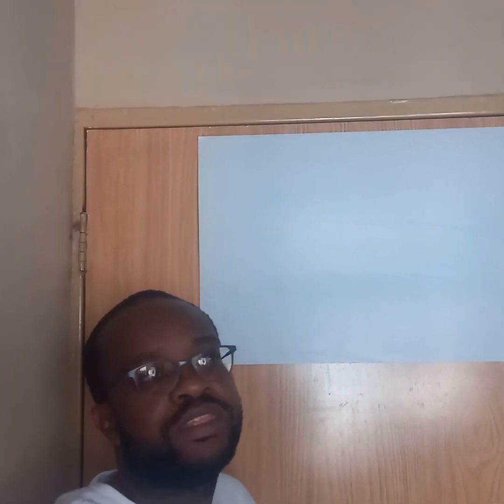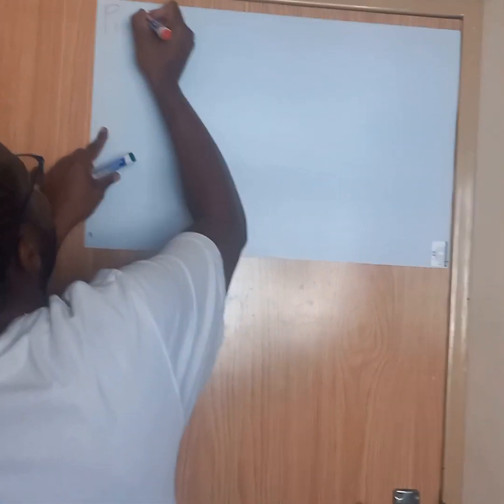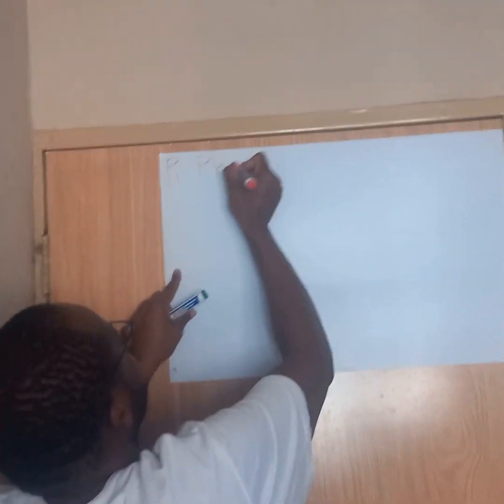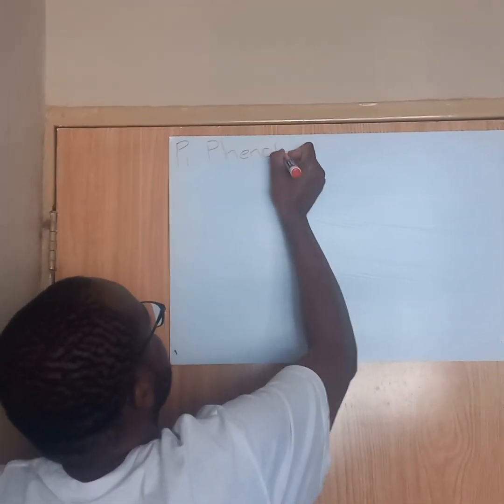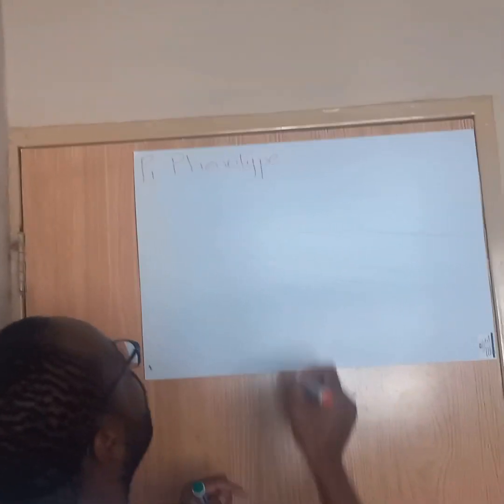We are carrying on with the monohybrid crosses. So today we're going to cross two heterozygous red flowers. We always start with P1 phenotype. P1 meaning parent number one.